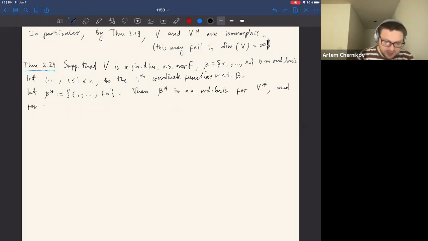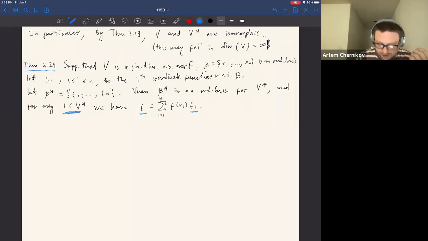And moreover, for any vector f in V star, we have that it can be expressed as the sum over all i from 1 to n of f of xi times fi. Okay. So note that here each fi is a linear functional. And then f itself, since f is an element of the dual space, is also a linear functional, right? So we are saying that this linear functional can be written as a sum of the linear functionals fi multiplied by scalars. So note that f of xi is just a scalar in F. This is just the value of f on the ith vector of the basis. So then f indeed is an element of V star of this form. All right. So this is the statement. Let's prove this.